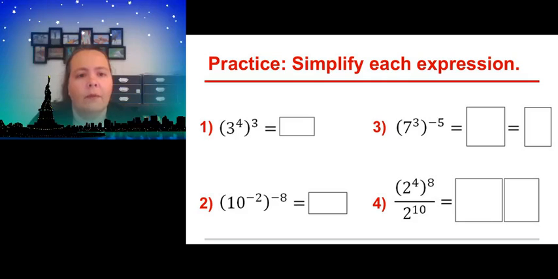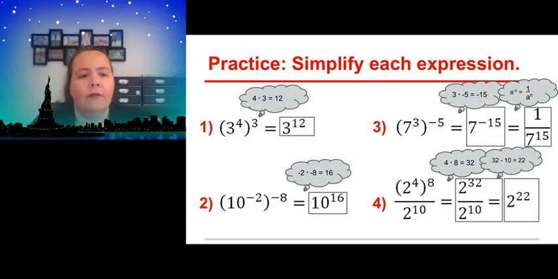Okay, welcome back, and we will continue on to check your work. Here, in the first example, you see that 3 to the fourth to the third power. We're going to multiply those exponents. 4 times 3 is 12, so we get 3 to the 12th. In problem number 2, we get 10 to the negative 2, all of that raised to the negative 8 power. Negative 2 times negative 8 is positive 16, so we have 10 to the 16th.